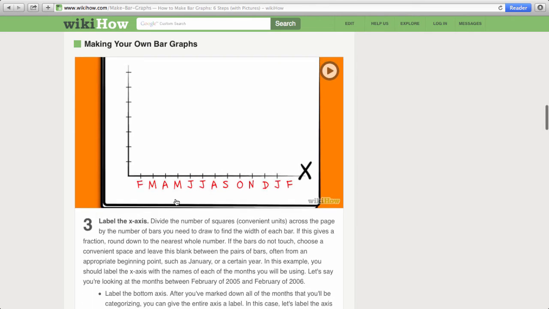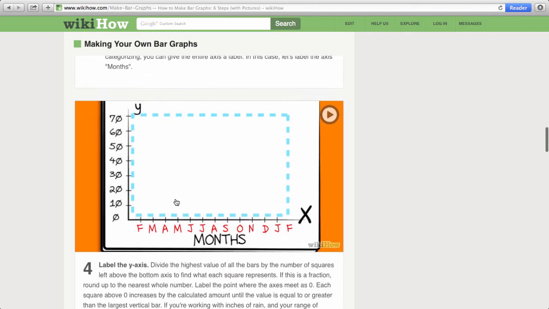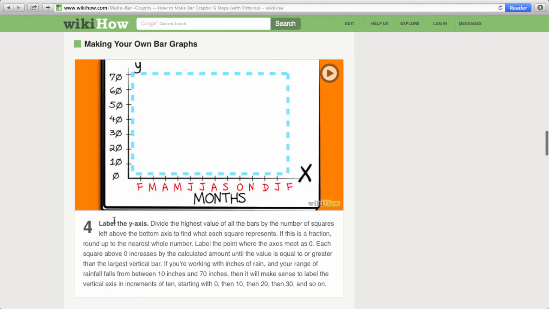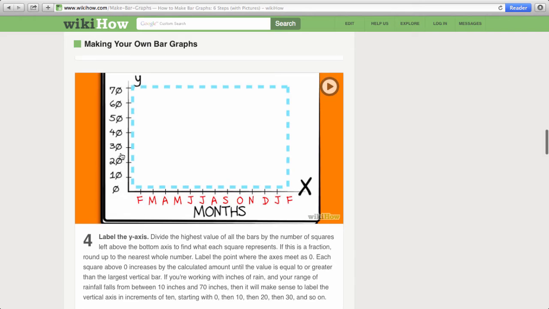And then the next step, so you're going to write number 4, and it is label the Y-axis. Okay, and so the next thing that you would do is your Y-axis is the one that goes up and down. Okay, their Y-axis is labeled with the number of inches that it rained for that month. Your Y-axis will be actually labeled with the distance the planet is from the sun.